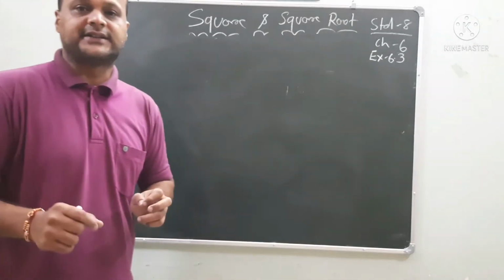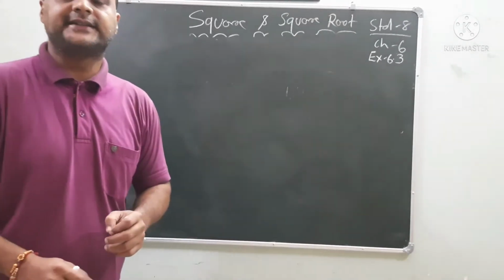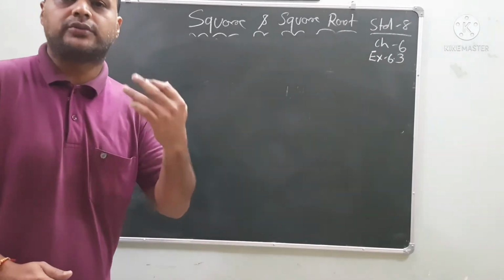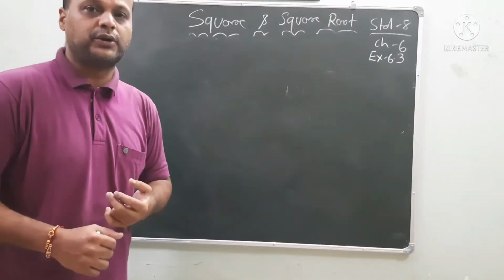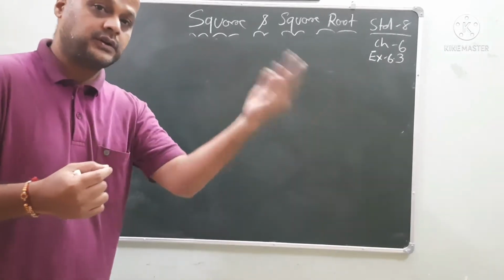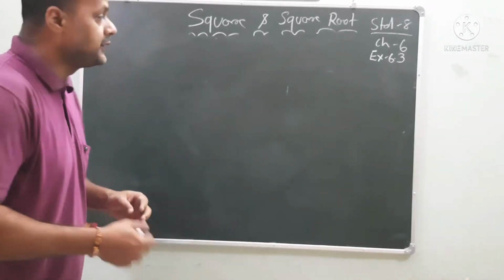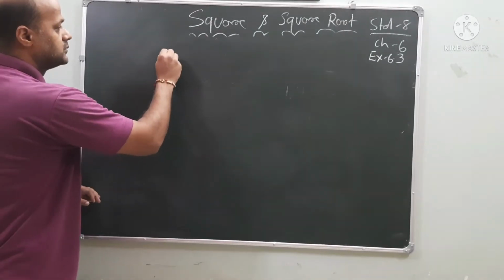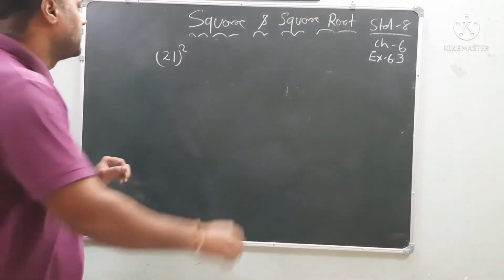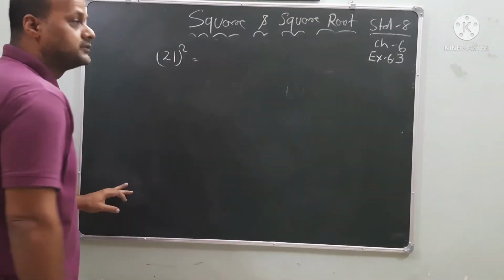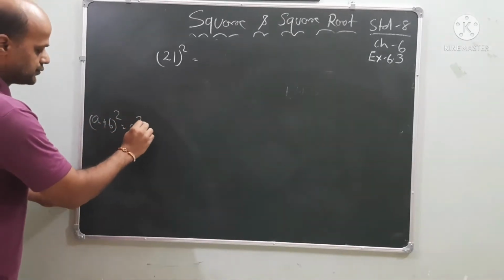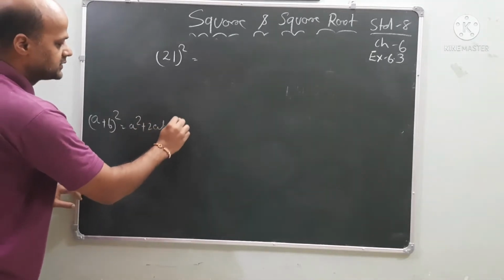Okay my dear friends, let's discuss what exercise 6.3 is asking us, that is, how to solve exercise number 3. So let's go one by one. Before that, let's take a revision of exercise 6.2. We studied how to find the square of a number by one formula. What is the formula? (a plus b) whole square is equal to a square plus 2ab plus b square.